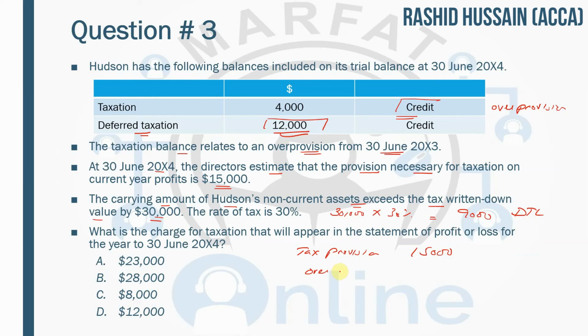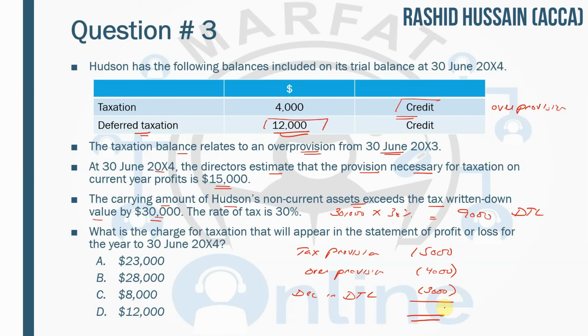Now over provision will decrease the current year tax charge. How much is that? 4,000. And then there is a decrease in the deferred tax liability because opening was 12,000 and closing is 9,000. Decrease also represents a credit entry. That is why we are taking this as negative. Increase represents an expense. That's why we take that in the positive figure. Decrease represents the credit entry to the profit or loss.